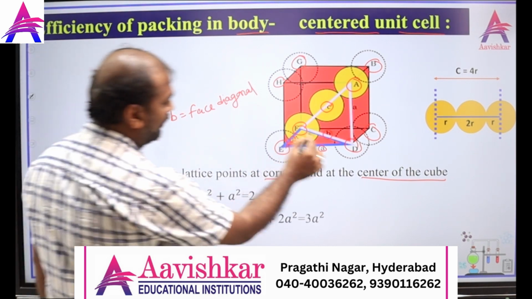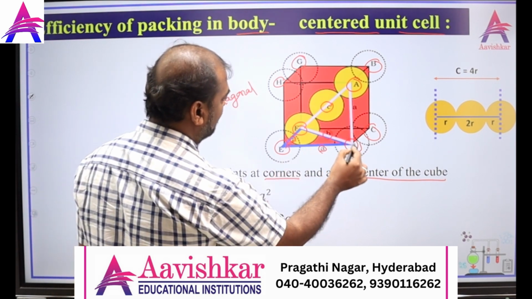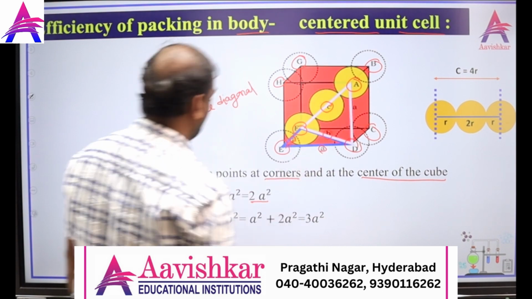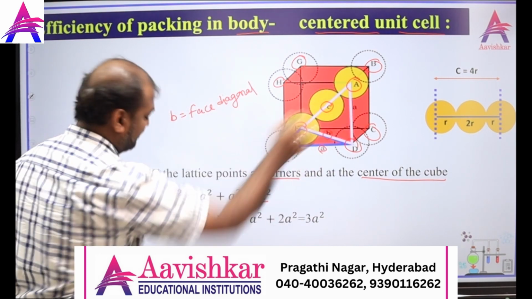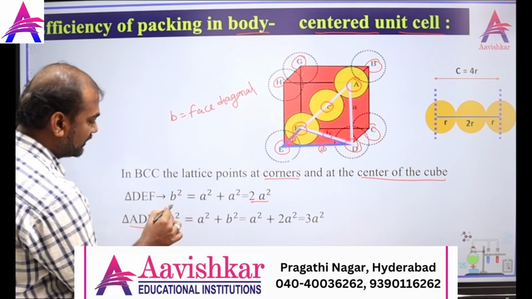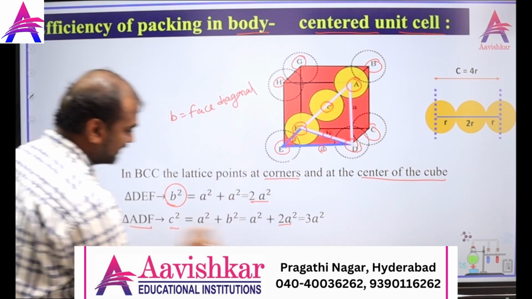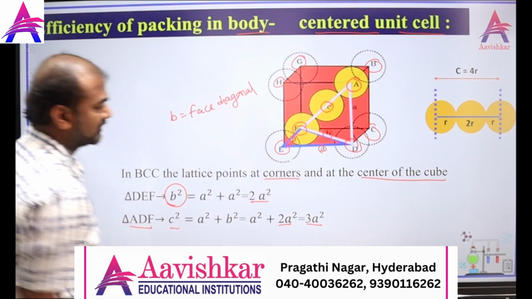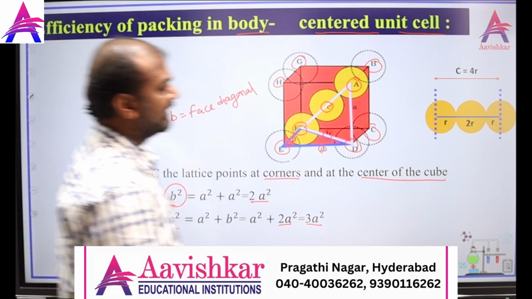The next one is another triangle, which we call the DFA triangle. According to this ADF triangle, we can write c square is equal to a square plus b square. But we know that b square is equal to 2a square. Hence c square will be 3a square.